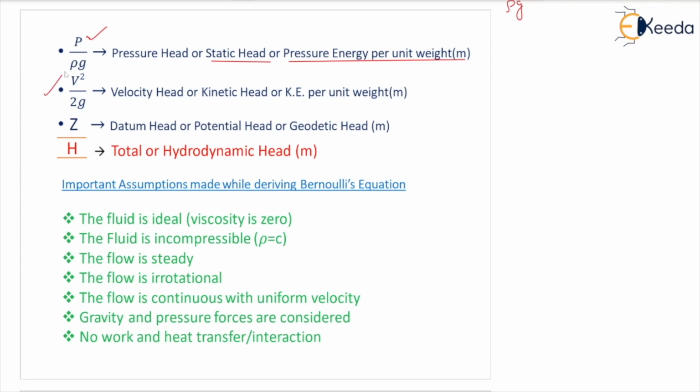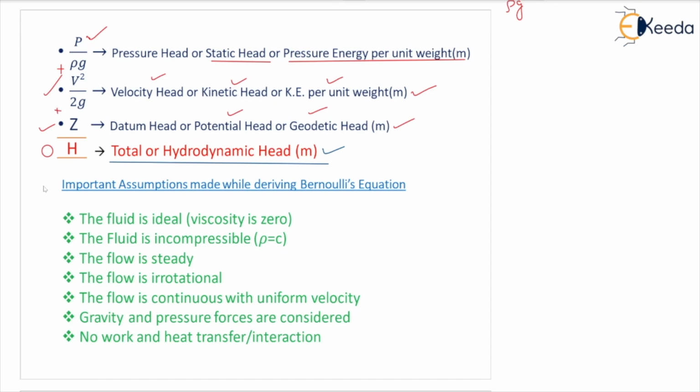Second one is V square by 2g. V square by 2g is known as velocity head, also known as kinetic head or kinetic energy per unit weight. The unit will be meter for every term. Z is the datum head, also known as potential head or geodetic head. If you add all three terms, P by rho g plus V square by 2g plus Z, you will get H. H is your total or hydrodynamic head. Very important. What is the full name of capital H? Total or hydrodynamic head, in meters.